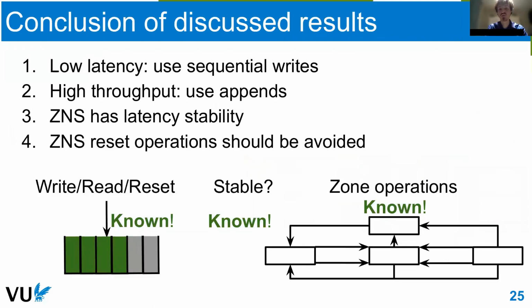Let me give a short recap or conclusion of our results. Remember, we found that on ZNS, for low latency you use sequential writes, and for high throughput you want to use appends. ZNS finally delivers the stability that we have wanted for so long. ZNS reset operations should be avoided at all costs. They are extremely expensive. And we're able to answer all of our previously unanswered questions. We know the right write sizes. We know if it's stable. We know the zone.